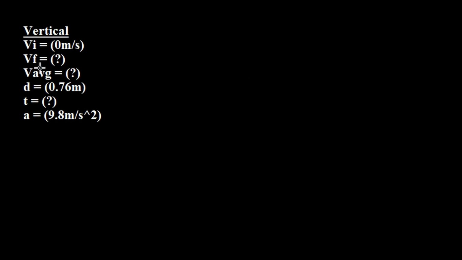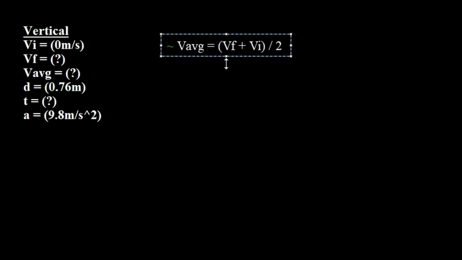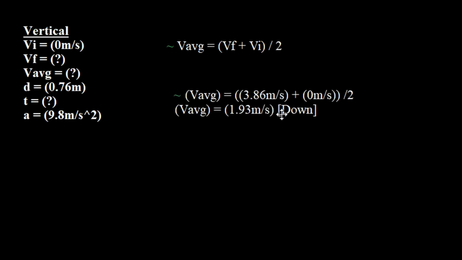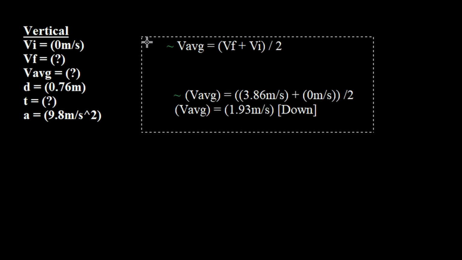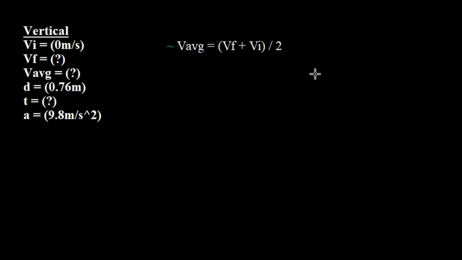So now that we figured out the final velocity and the time, there's one more variable for the vertical aspect, and that is the average velocity. To find the average velocity, all we need to do is final velocity plus initial velocity divided by 2. So you're just finding an average like you usually do. Here's that same equation with the variables in it. So you can see that the average velocity is 1.93 meters a second downwards. So that is the entire vertical part of this equation finished.